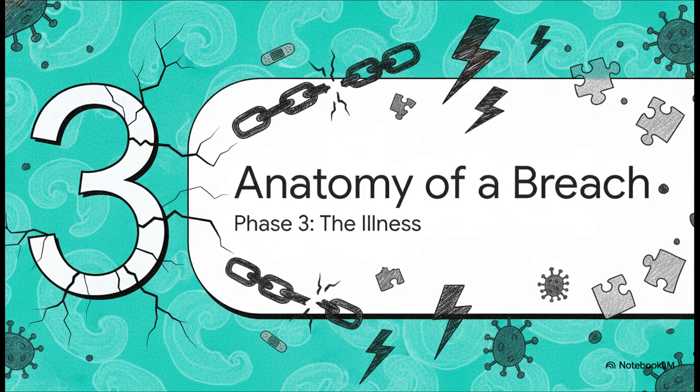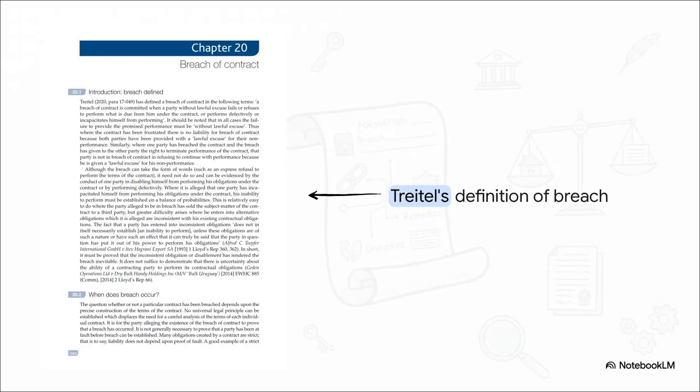All right, part 3, anatomy of a breach. What actually happens when someone fails to hold up their end of the bargain? We'll start with the foundational academic definition from Treitel. A breach occurs when a party, without lawful excuse, fails or refuses to perform what is due from him under the contract or performs defectively. Those 3 words, without lawful excuse, are absolutely key here.